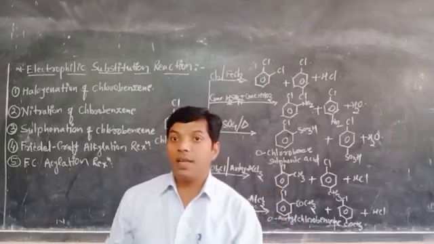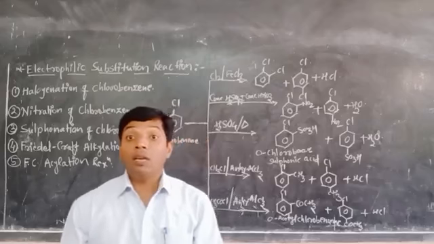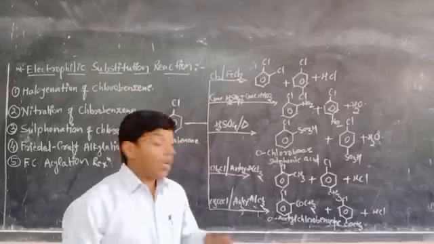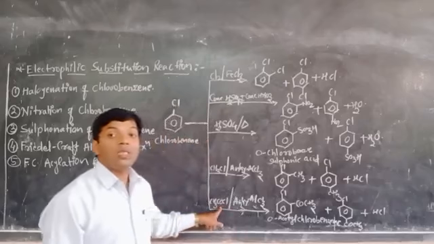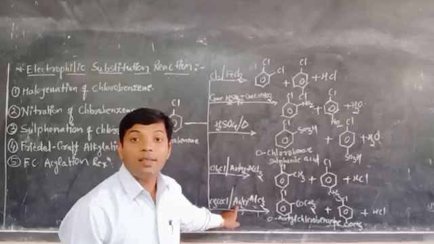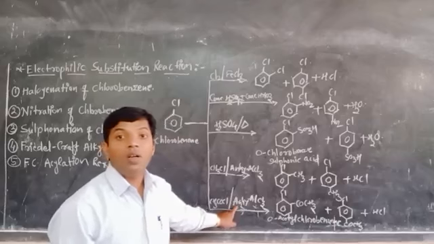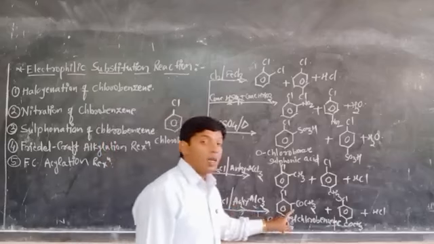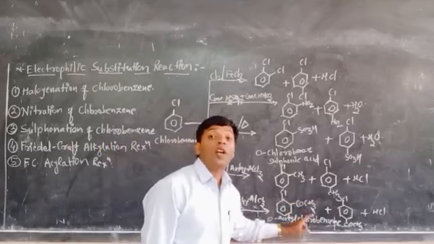In the Friedel-Crafts acylation reaction of chlorobenzene, chlorobenzene is treated with the acyl chloride CH3COCl, which is called acetyl chloride, in the presence of anhydrous AlCl3. In the presence of anhydrous AlCl3, it gives the ortho and para substituted products.